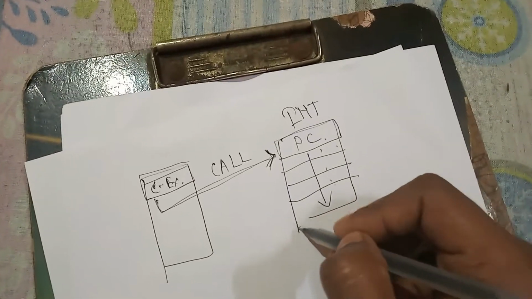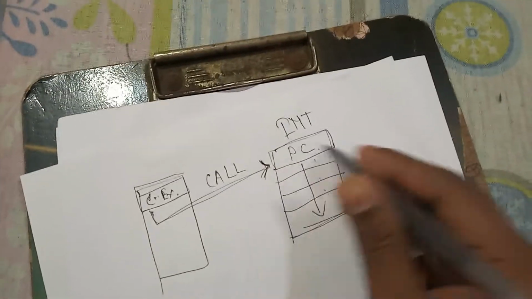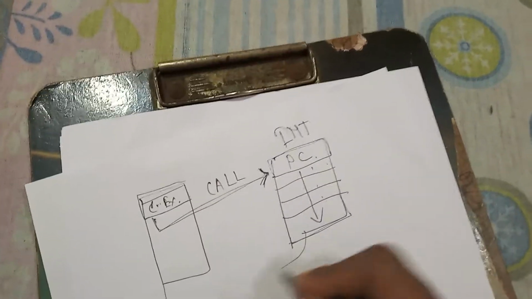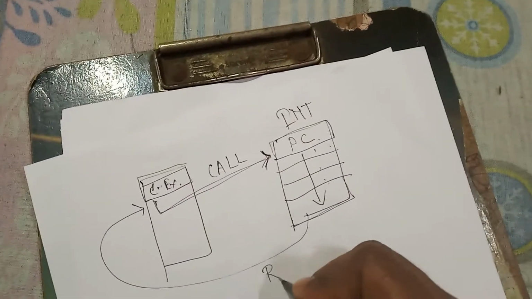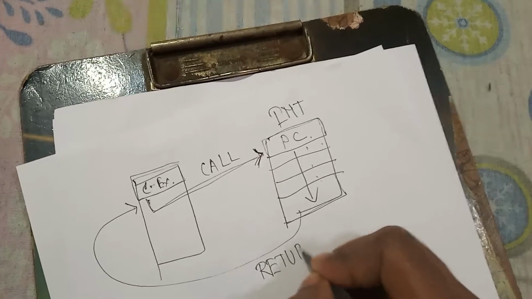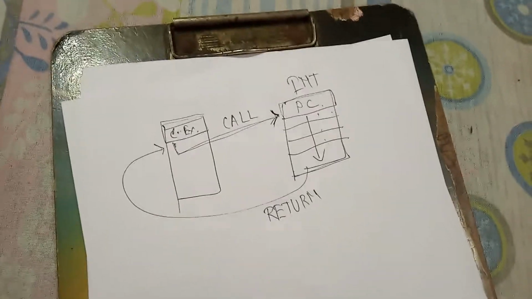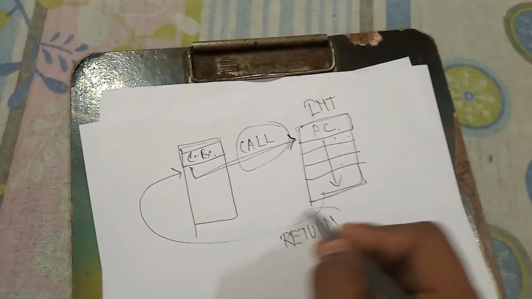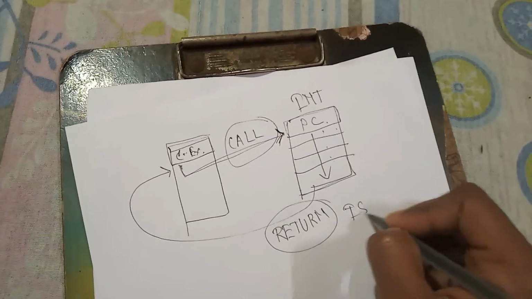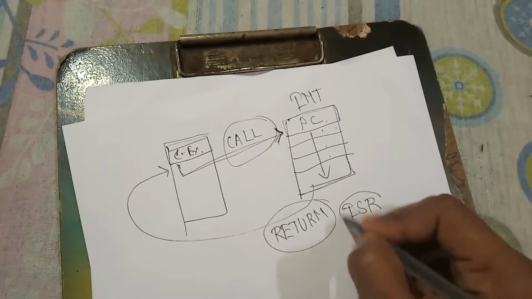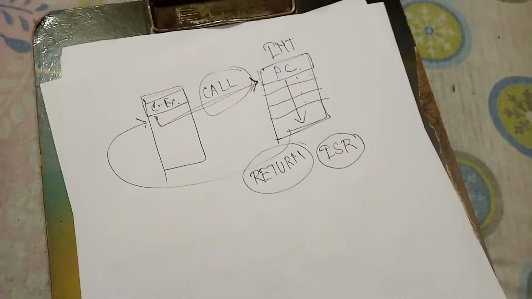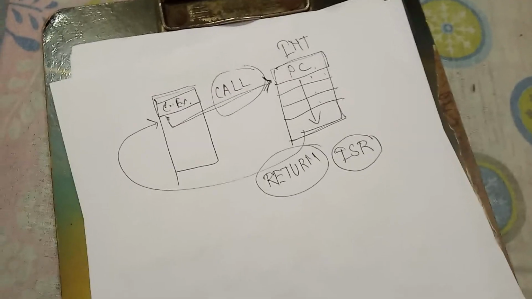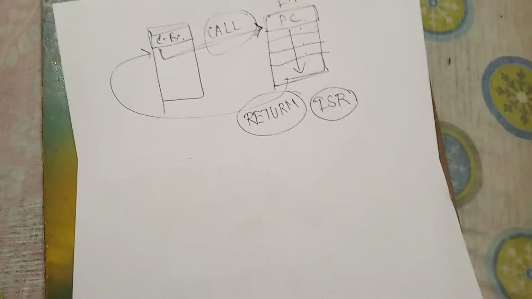After finishing this interrupt, we have to return to our current ongoing execution. That is done by the return instruction. Clear? And these two instructions are part of the ISR, that is interrupt service routine. Okay, so this is the simple working process of the interrupt.